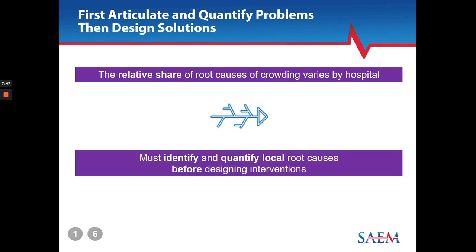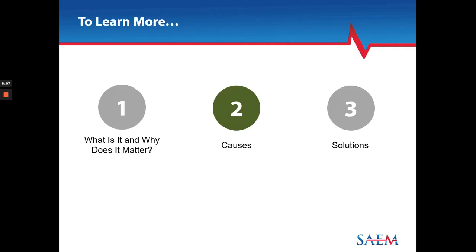And this slide is to reiterate the point that the root causes of crowding, so whether those are input, throughput, output, or economic factors, those vary by hospital. So if you're trying to solve ED crowding in your ED, step 1 is to identify and quantify the root causes of crowding in your ED before identifying solutions. We'll discuss this further in Module 3.